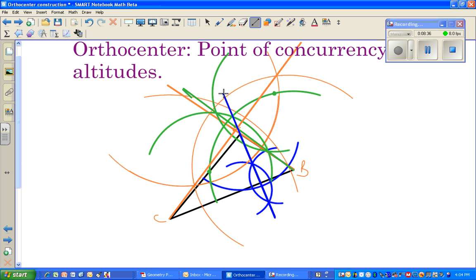And you'll see you have a point of concurrency. In this case, it's outside the triangle. That's where the three altitudes came together. And that's how you do the construction for your orthocenter.